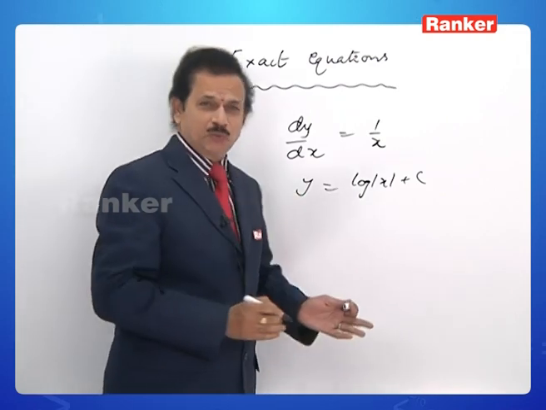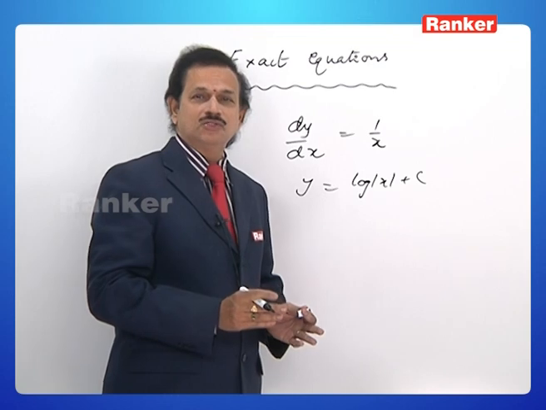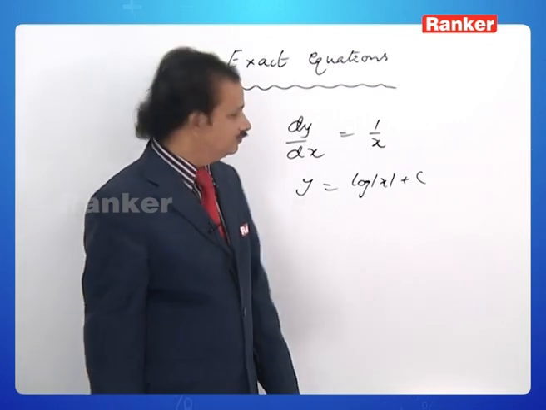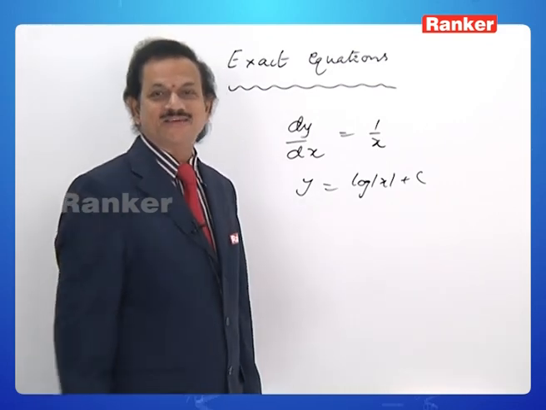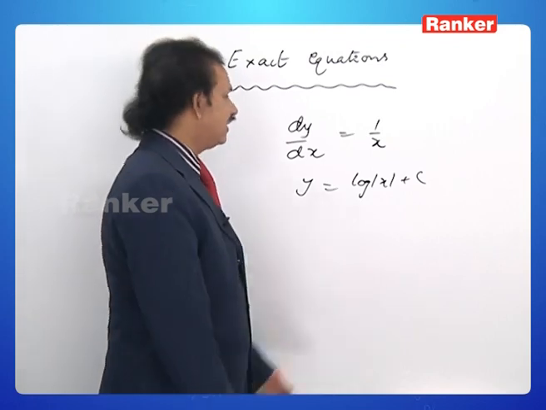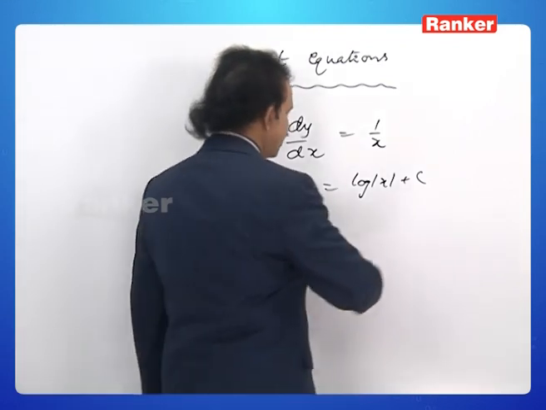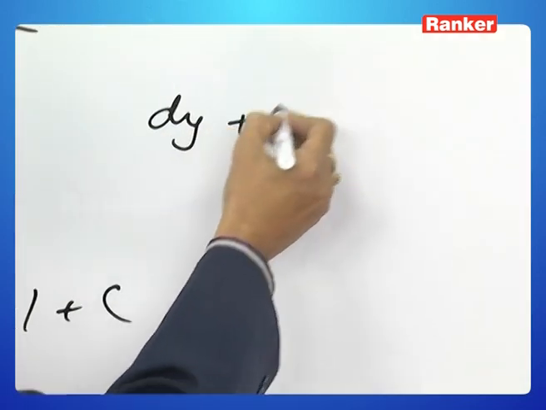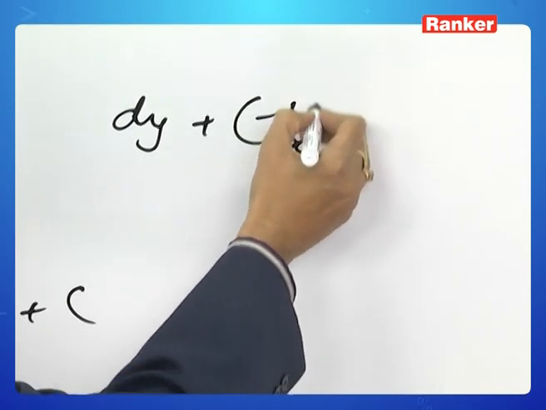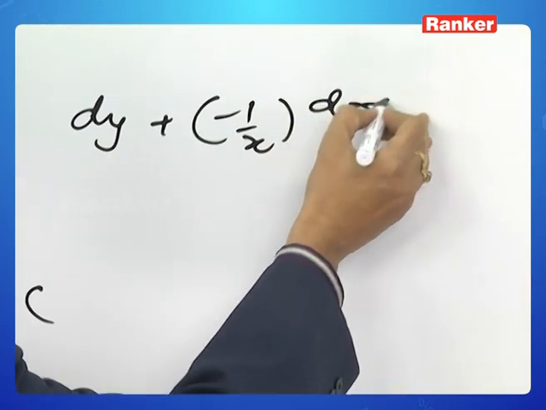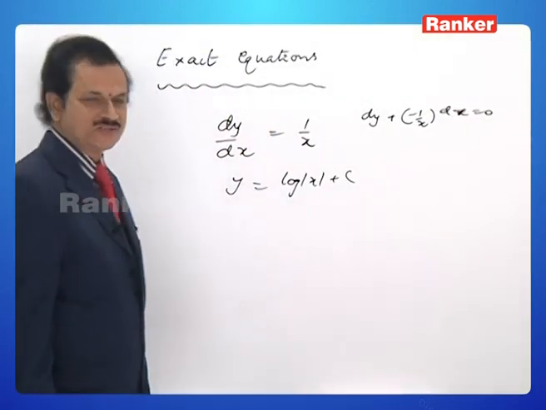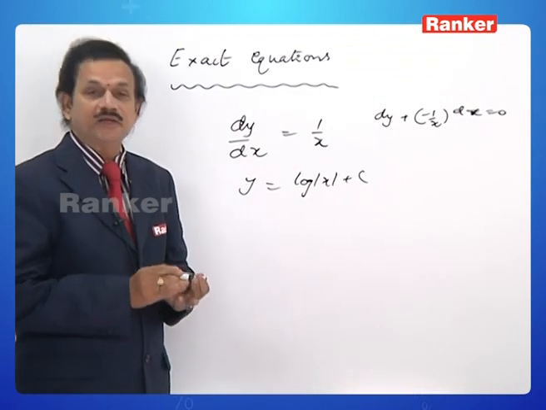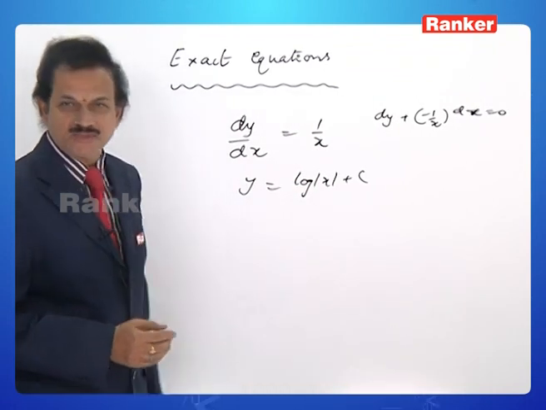So that differential equation whose solution can be obtained by direct integration can be called an exact equation. This equation can be written as dy minus 1 by x into dx is equal to 0. Can it be written like that? So it takes the form something into dx plus something into dy is equal to 0, or simply capital M dx plus N dy is equal to 0.